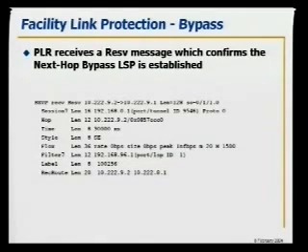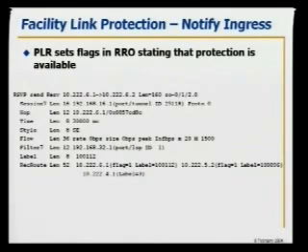Okay, so here's a resume message coming back. Everybody's happy. And as we saw before, we're going to turn on flags in record route that says local protection available, flag of 1, flag of 1. Okay, we're just doing link, just local protection.